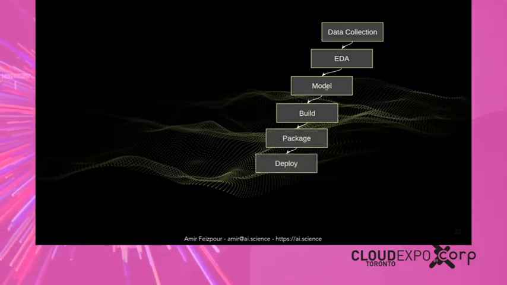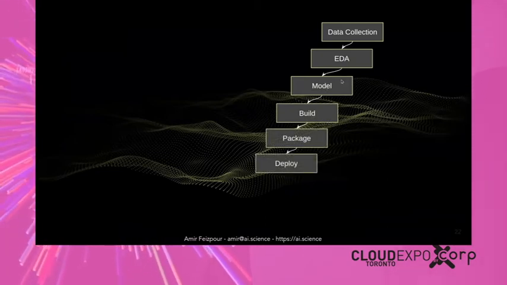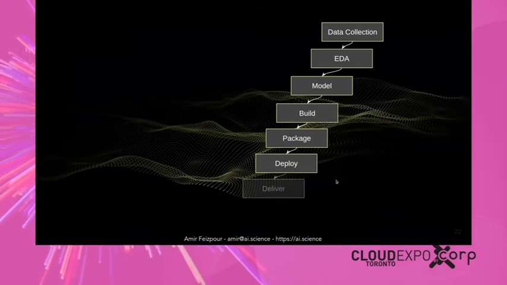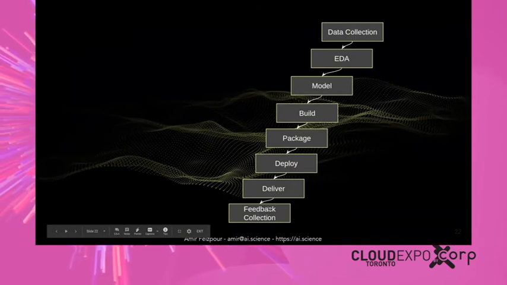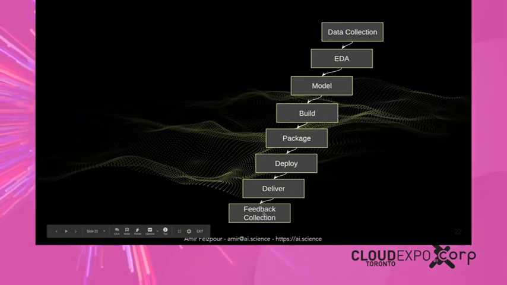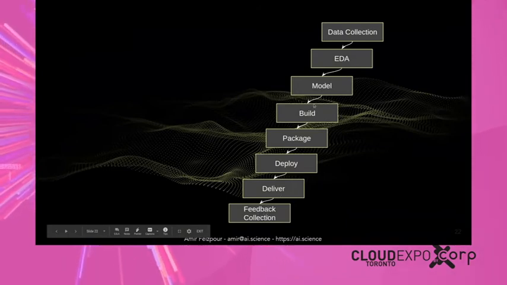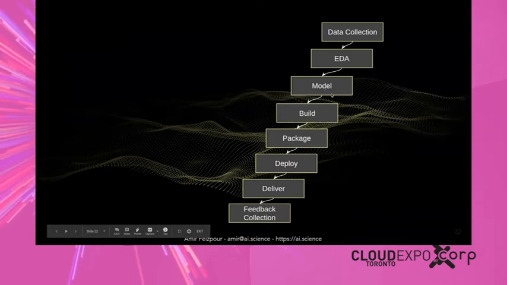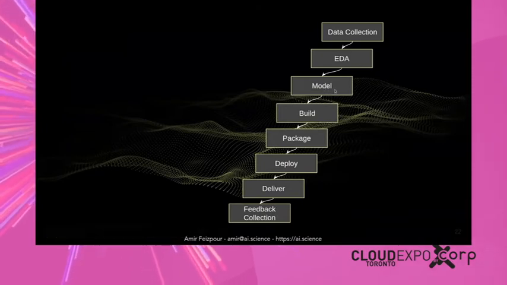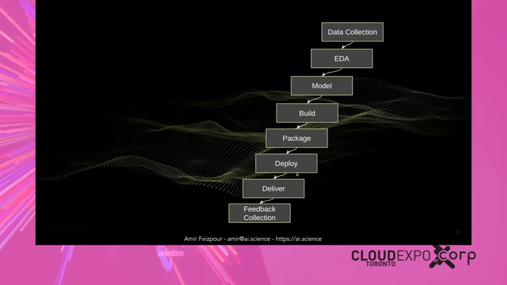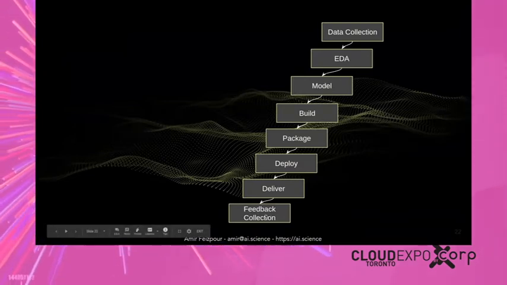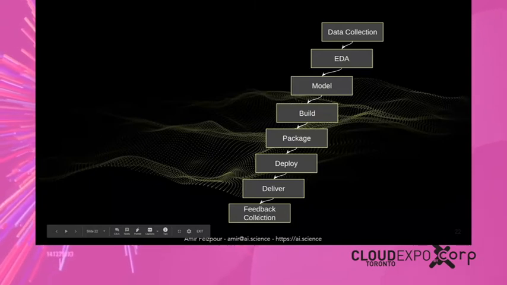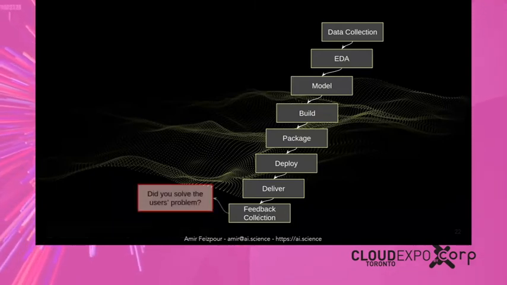So you still need to build this model. You need to package it. You need to deploy it. You need to deliver it, and you need to collect feedback. And this is an extremely important step, because a model that is sitting in your Jupyter notebook is not going to help anyone. A model that is deployed is probably going to help someone, but until you get their feedback, you wouldn't know if it is actually helping anyone. So this feedback collection is extremely important.